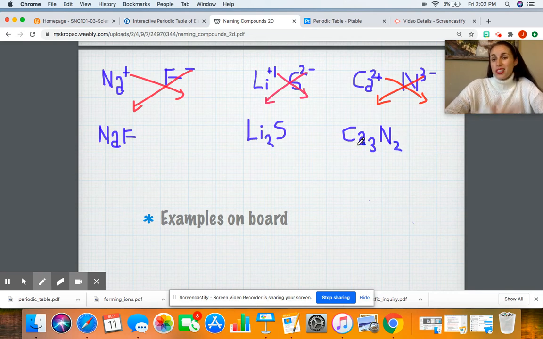If you actually want to take a second and figure out charge balance, figure out what the charge of calcium is, figure out what the charge of nitrogen is, what those are going to add to, you are going to find that this has a charge of 0 when you actually add them up.